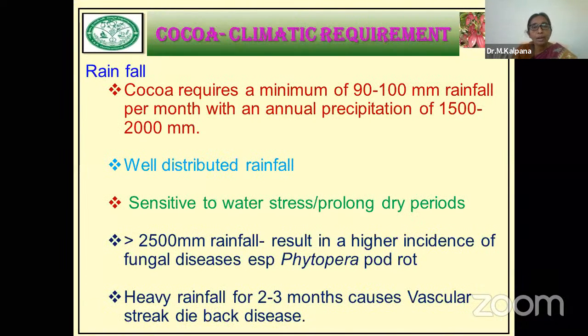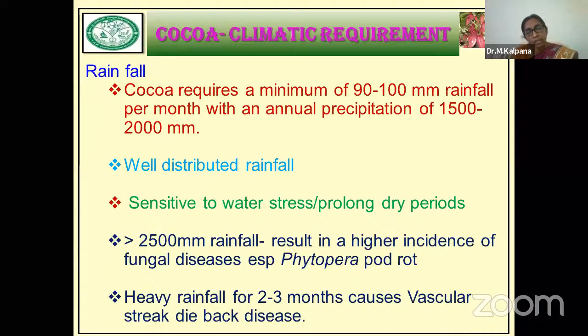So coming to the rainfall, I already told that the temperature and the rainfall are very important for cocoa. It requires a minimum rainfall of 90 to 100 mm per month with an annual precipitation of 50 to 200 mm, which is well distributed throughout the year. Cocoa is very sensitive to water stress and prolonged dry periods. If the rainfall is more than 2500 mm, it results in the incidence of fungal diseases, especially Phytophthora pod rot disease.